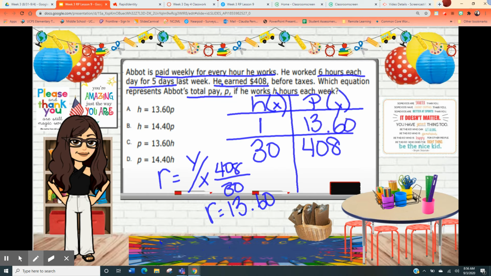So if I were to write my equation, it would be y equals 13.60x. And if I replace those letters, I have P equals 13.60h, which is C.